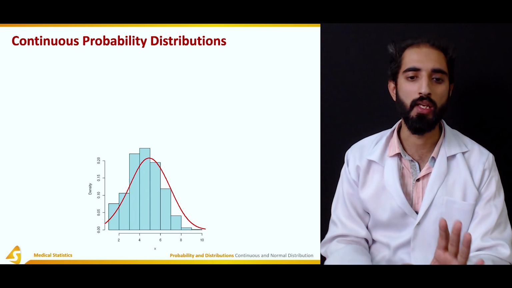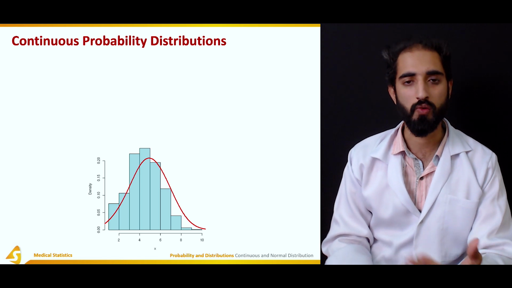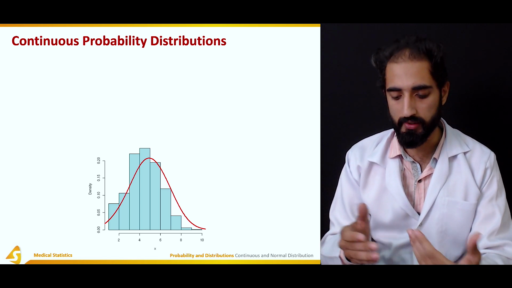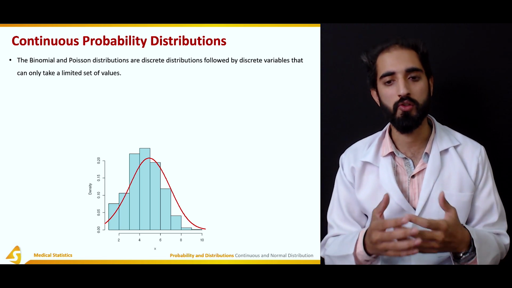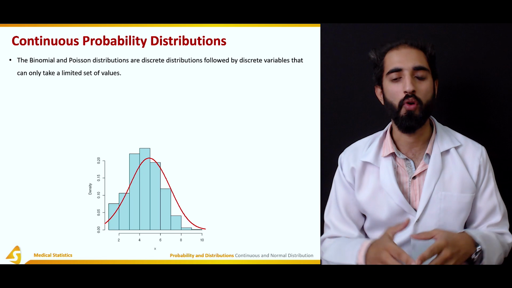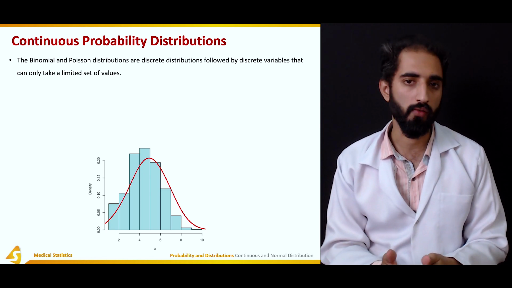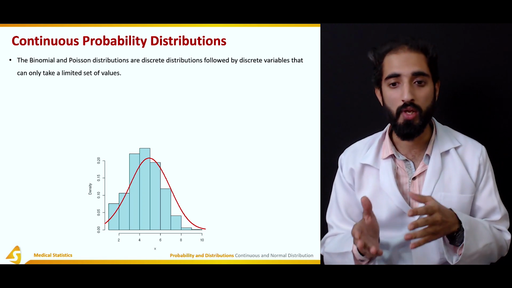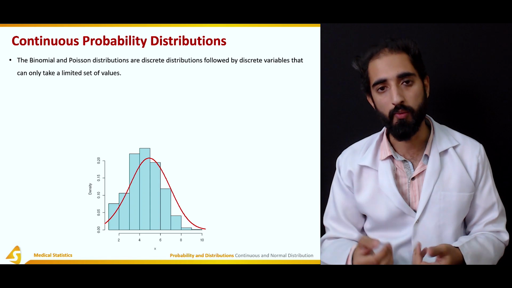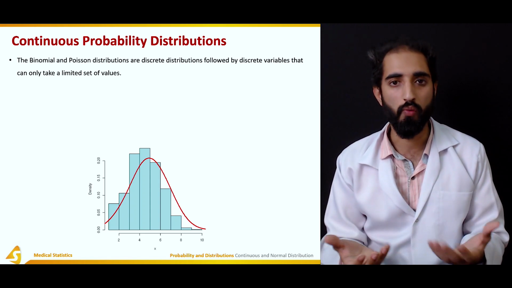So let's start off with the continuous probability distribution. As the name suggests, it is not discrete, it is continuous. So the variable is going to be continuous. The binomial and Poisson distributions are discrete distributions followed by discrete variables that can only take a limited set of values. For example, in the coin toss example, we had two discrete values, 0 and 1: 0 for no heads, 1 for one head in one coin toss.